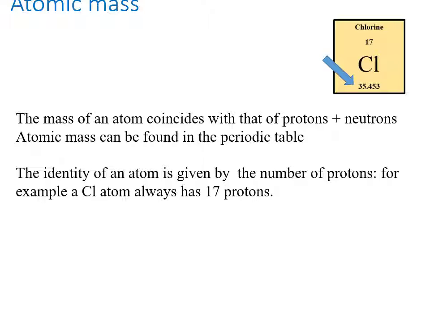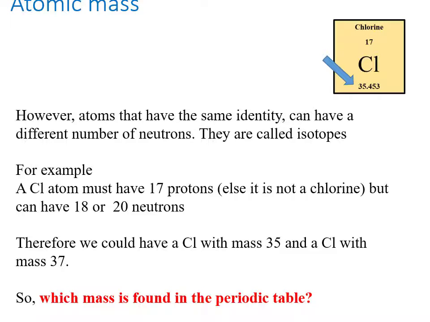And you see the number that is indicated by the blue arrow is the atomic mass of chlorine. Now, the number of protons is easily found in the periodic table as well, and for chlorine it is 17. We know that an element always has the same number of protons, and that is its identity, but it can have different numbers of neutrons. Just as a reminder, elements that have the same number of protons but different numbers of neutrons are called isotopes.